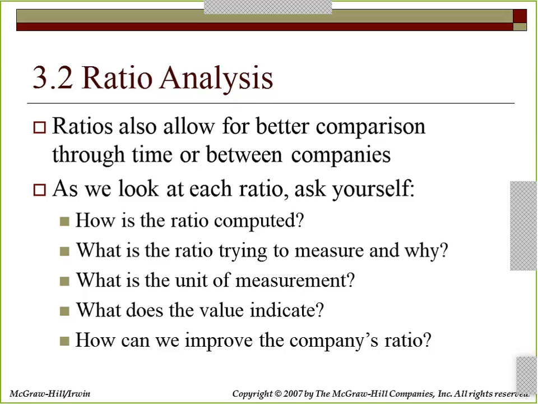Ratios allow for better comparisons over time between companies. One of the things I mentioned for your group project is that as you do the ratios for the company, you should include also the ratios for its competitors. We're going to break the ratios into 4 or 5 major categories. I would like you to use at least one ratio for each of the 4 or 5 major categories. So that would be the minimum expectation for your ratio analysis.